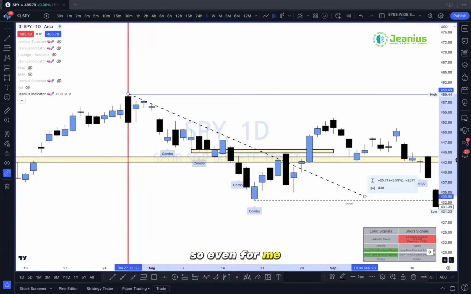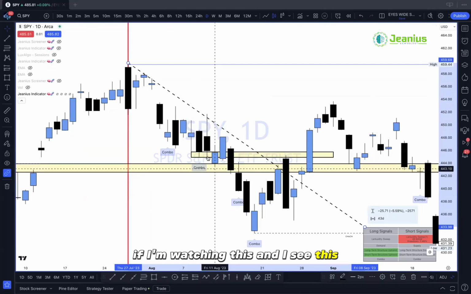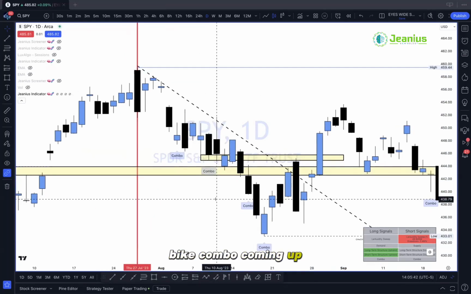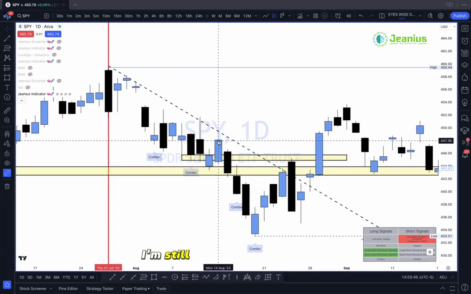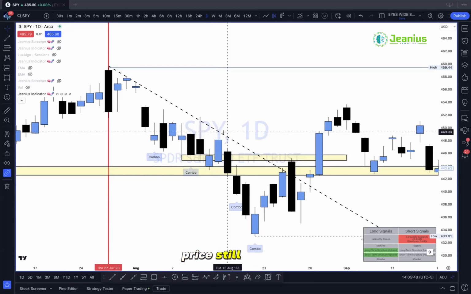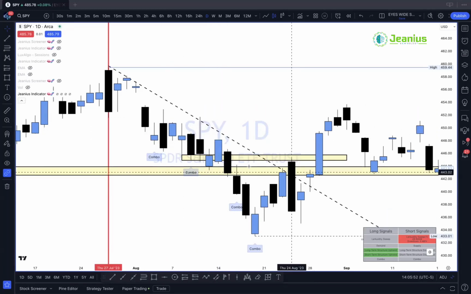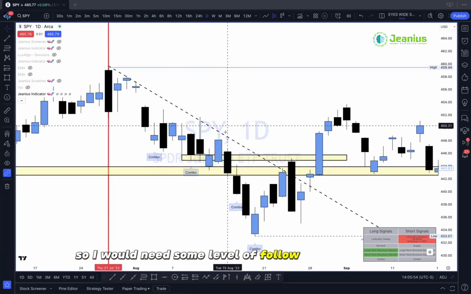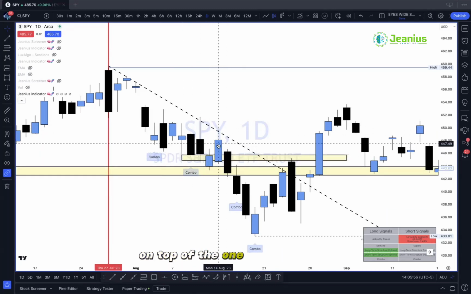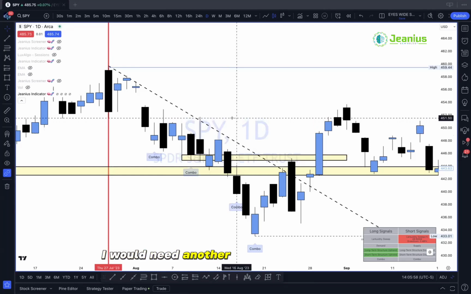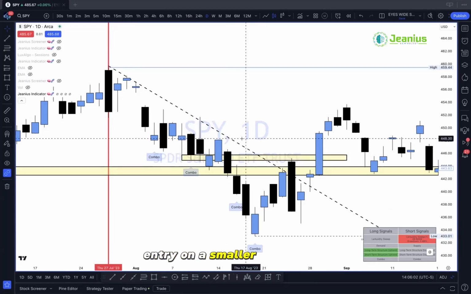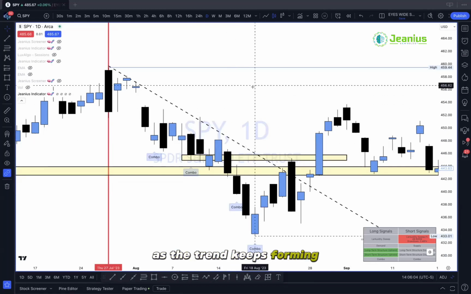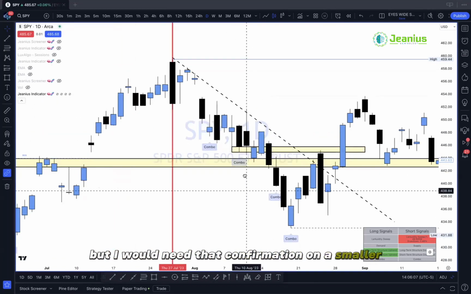So even for me, if I'm watching this and I see this buy combo coming up, and even if I saw this break above here, I'm still reminding myself that price still has not broken this trend. So I would need some level of follow through candle on top of the one that engulfed. I would need another follow through candle, and then I would wait for an ideal entry on a smaller time frame as the trend keeps forming. I would need that confirmation on a smaller time frame.